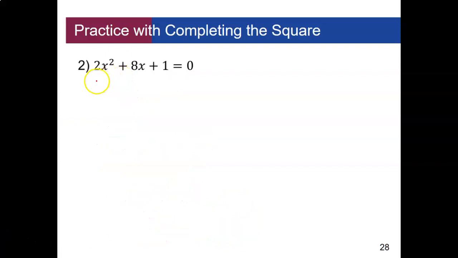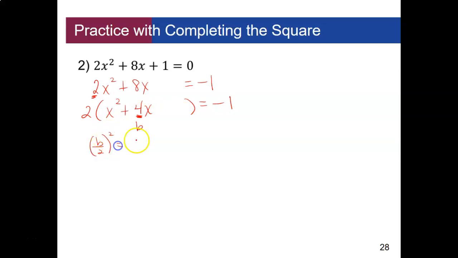Okay, on this next example, we're going to start out the exact same way. We're going to take this 1 over to the other side, so move it over here. We're going to factor out our leading coefficient. Okay, so this is going to be the b. So we're going to do b divided by 2, squared. So 4 divided by 2, and square that, is going to give us 4. That's what's going to get added in here.